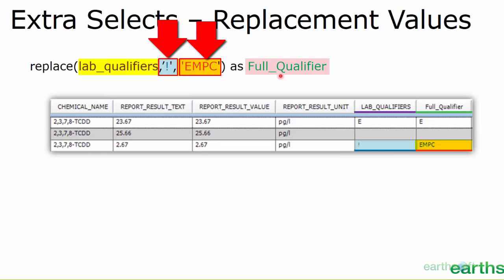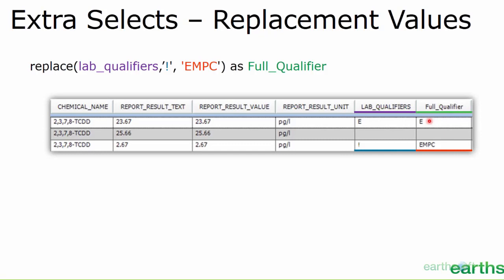And then again, that creates a new field called full qualifier. The best part about that is the only thing it's going to change, as you see in this screenshot, is that exclamation point. All of the other lab qualifiers that are going to be in that circumstance stay exactly the same. Okay, so that's one way to get around a little limitation that exists in that RT qualifier field length restriction.